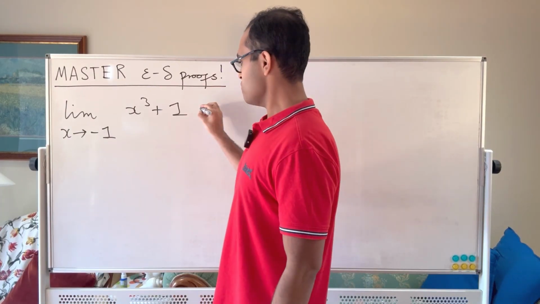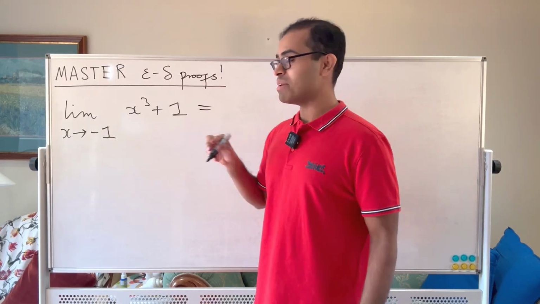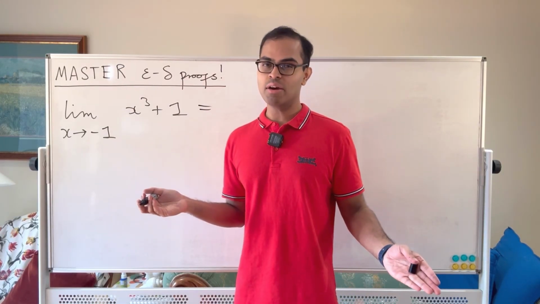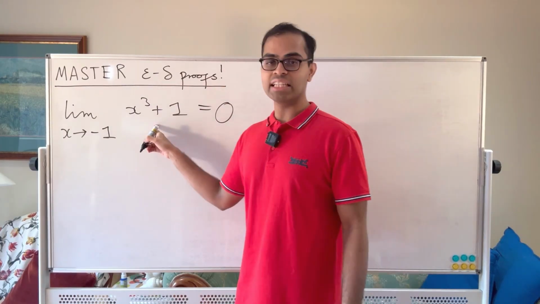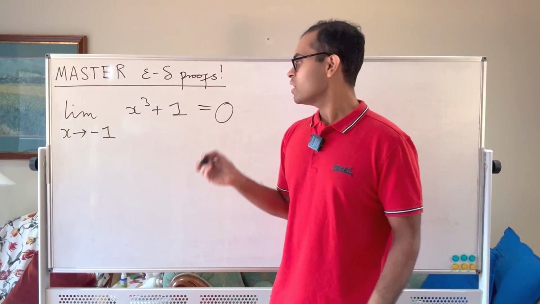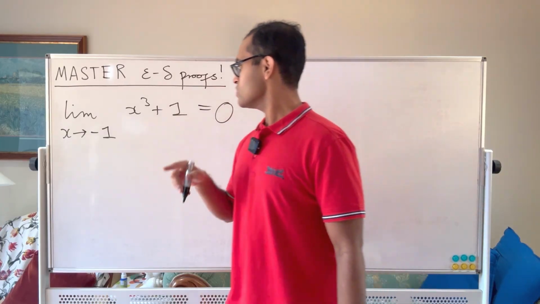So we've got this. Now the first thing to do is just plug in x equals -1. So if x equals -1, we get -1 cubed plus 1, which is going to be equal to 0. So we know that this is going to be 0. Again, this is a continuous function, so we have that luxury. We can guess the limit by just plugging in. We can exactly validate the limit by just plugging in.